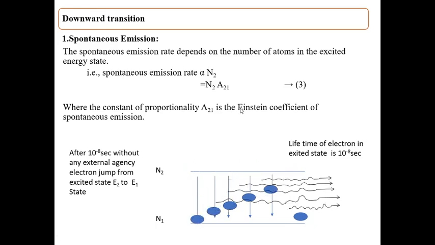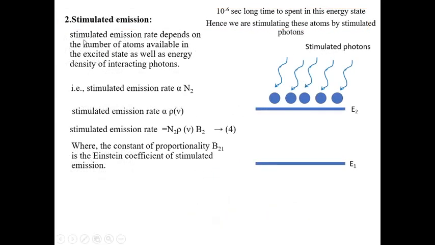Now if you go for stimulated emission, after reaching here, all the particles are present in the E2 energy state. After reaching here, these particles or atoms are going to be disturbed to bring the particles to ground state.